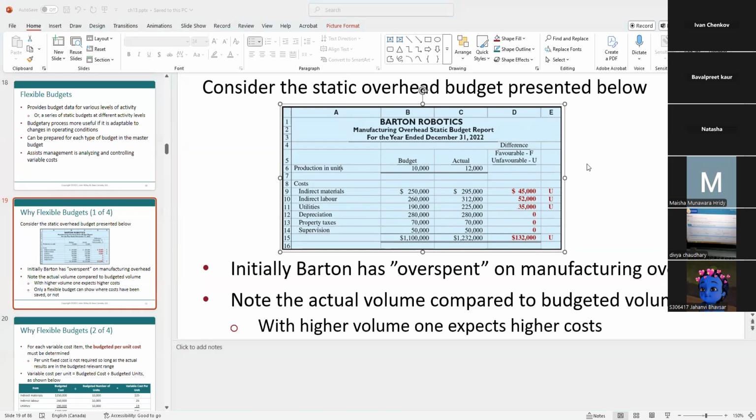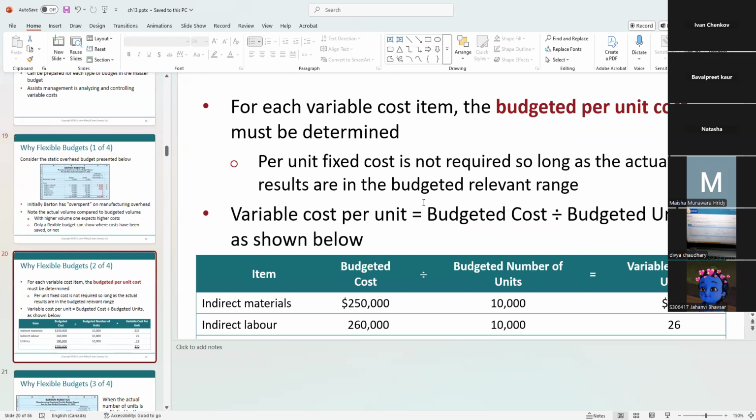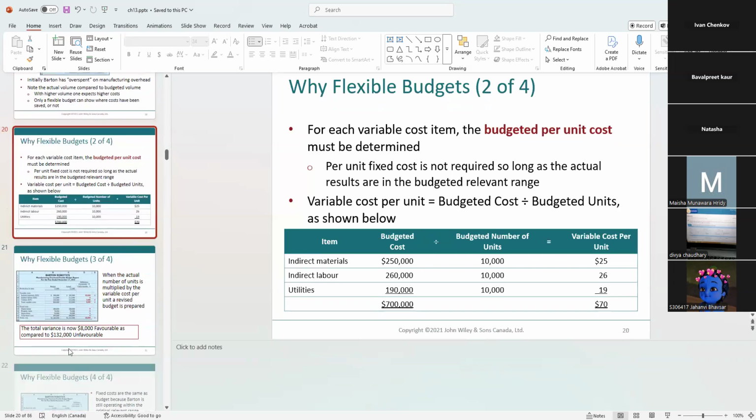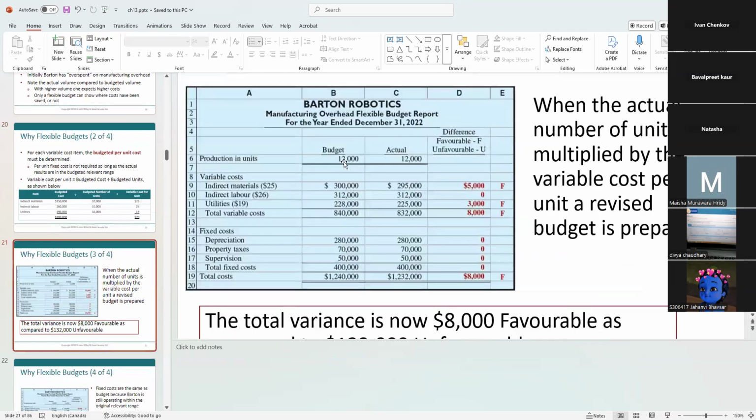Once we find that out, then it's easy to move our budget from 10,000 to 12,000 and then compare with the actual results. Again, we're going to get the cost per unit on the variable cost. We're not going to change the fixed cost. Once we prepare the new budget for 12,000, which is the actual level of activity, then we can start comparing the results. For the indirect material, we have a favorable variance. I mean, cost going down.